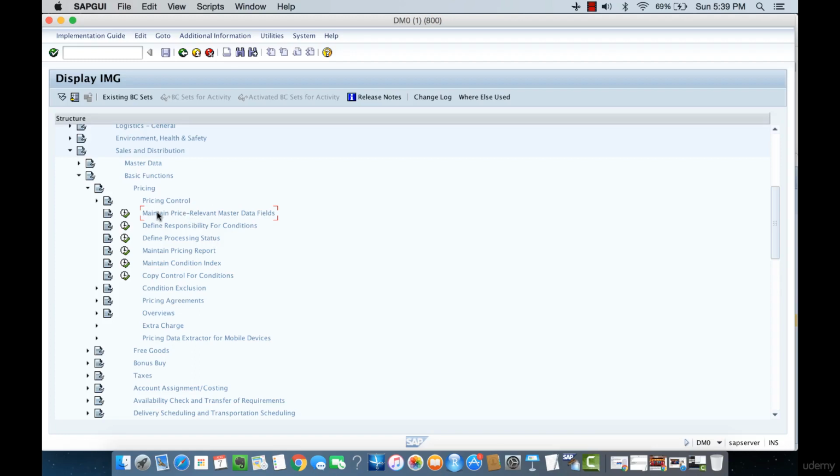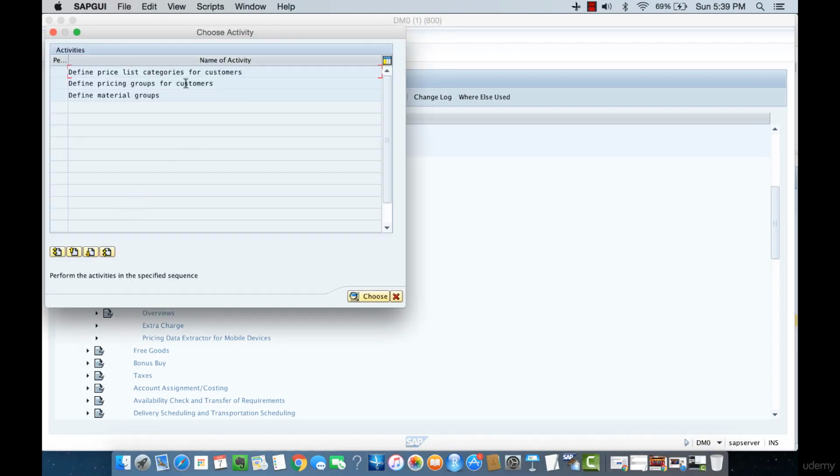We saw the first aspect of maintaining price relevant master data fields. Let's take a look at the second aspect, which is our definition of pricing groups. This aspect is not related to customers, but we'll also be taking a look at the material groups, which are a way of dividing out based on the materials that we have. So let's go on to define pricing groups.